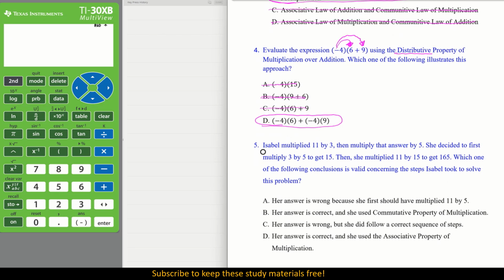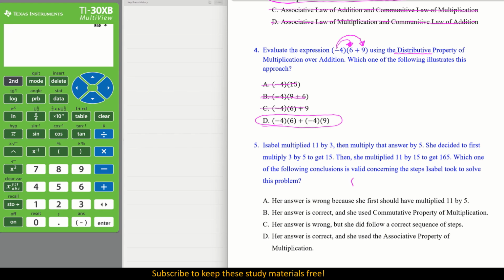Okay. Isabel multiplied 11 by 3, then multiplied the answer by 5. She decided to first multiply 3 by 5 to get 15. Then she multiplied 11 by 15 to get 165. Which one of the following conclusions is valid concerning the steps Isabel took to solve the problem? Okay, so basically what Isabel did was she tried it 2 different ways. Well, what were the ways she tried it?